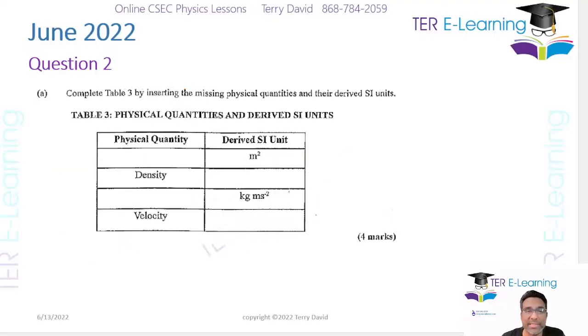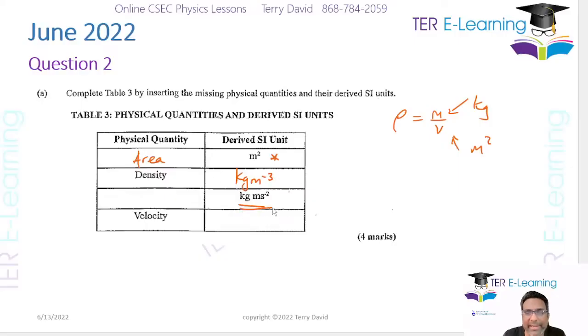So moving on, question 2. They want us to complete this table here. They have some physical quantities and they want us to fill in the units. Meter squared has to be area, so 1 mark for that. Density, if you all remember, is mass over volume, so that is kilograms divided by meter cubed. So the unit here is kg m to the minus 3. So 1 mark for that.